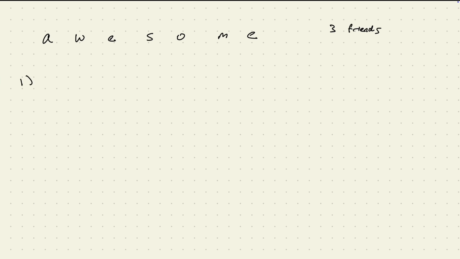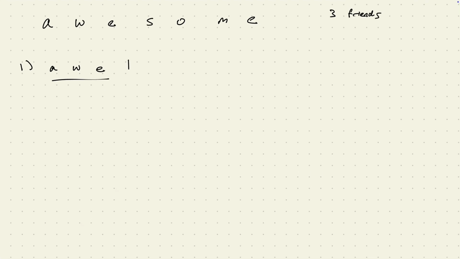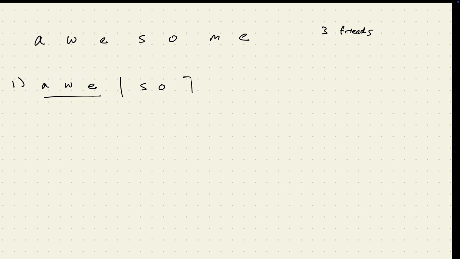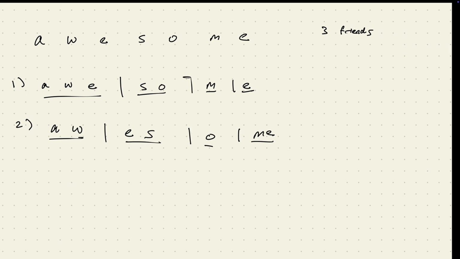In the first round, maybe one thing could be A, W, E, and that's one string. Then we have S, O, which could be one string, M could be one string, and E could be one string. So that's one division. There's other ones like A, W, E, S, then O, and then M, E at the end, right? But first let's ask ourselves, what is the answer to this?